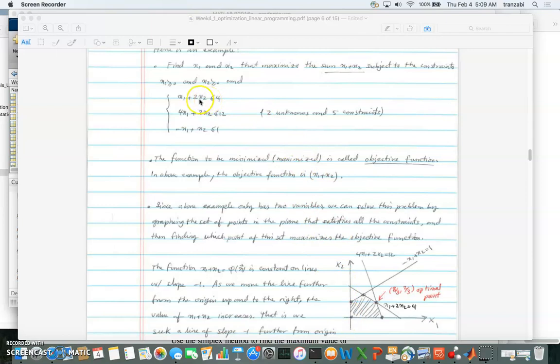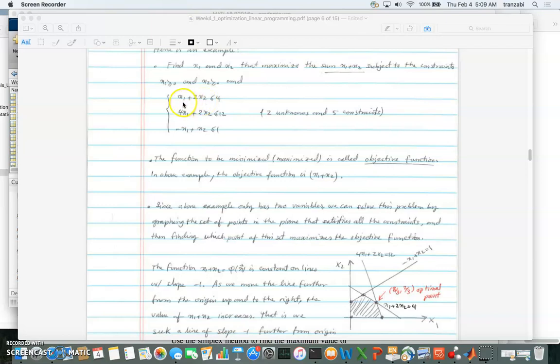If the origin satisfies this inequality, that means the whole bottom side of this line will satisfy this constraint, because the bottom side includes the origin, and if the origin satisfies the inequality, everything on the bottom side will satisfy it. If the origin, on the other hand, does not satisfy the inequality, then everything on the bottom side of this line will not satisfy the inequality. So we use the origin as the test point.